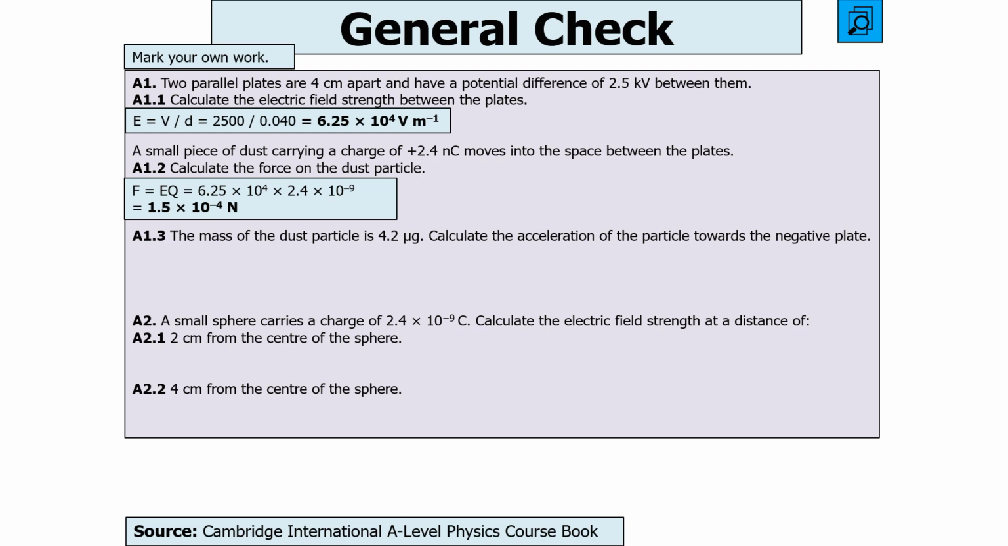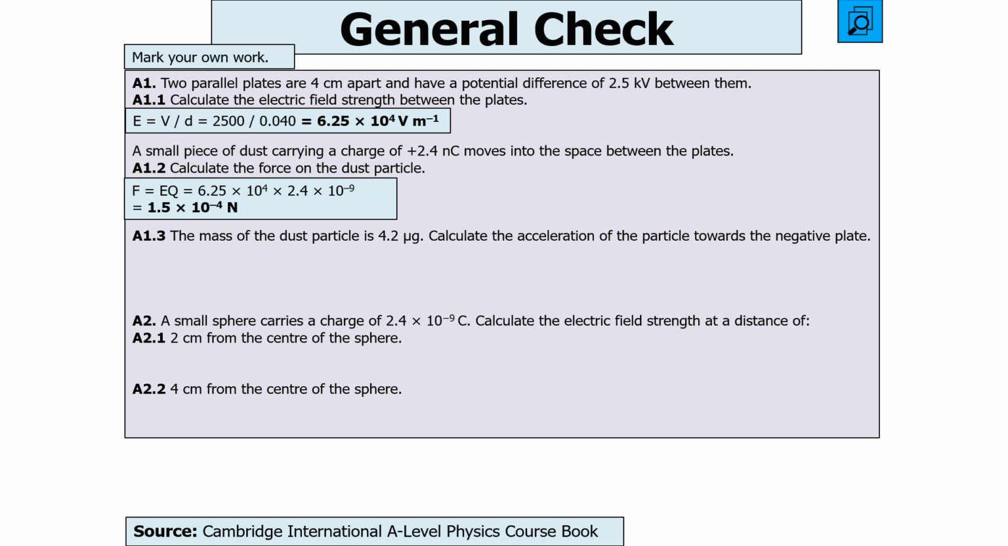Now in this next question, again, we can use the general equation for the electrical field strength, which is E equals F over Q. So therefore F equals EQ. We've just worked out what E is in the previous question, the electrical field strength. Multiply it now by the charge. Remember, nanocoulombs must turn into coulombs, so you work it through to be 1.5 times 10 to the minus 4 newtons.